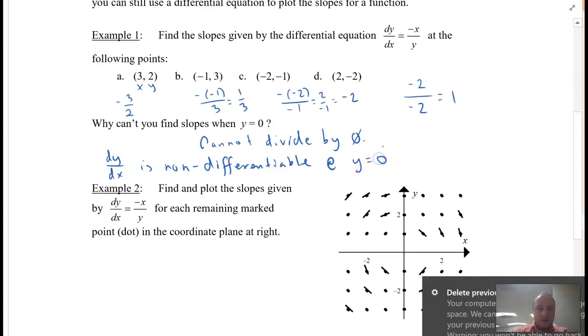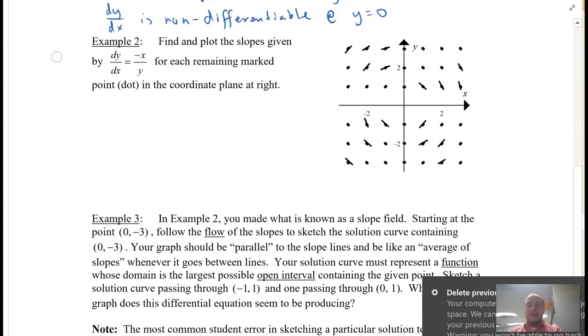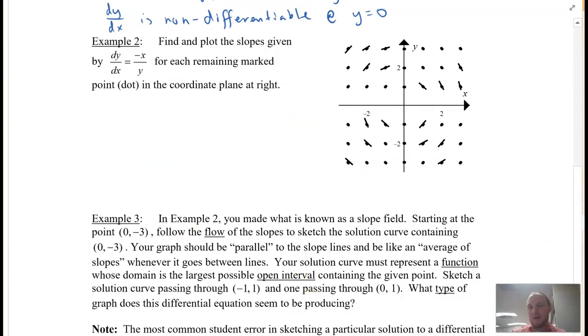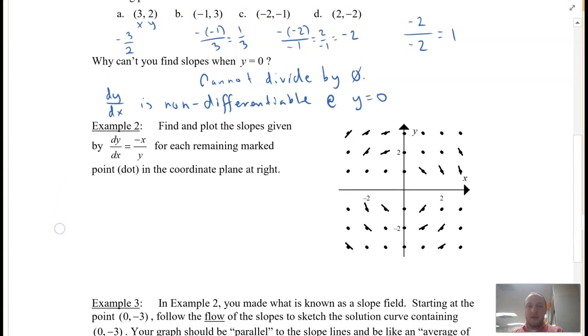All right. So here is a visual example of a slope field, and it looks kind of trippy. But what you should be able to see, once we have our actual slopes, is kind of the image of a function embedded within that. This example says find and plot the slopes given by our differential dy/dx equals negative x over y for each remaining marked point on the coordinate plane at the right.